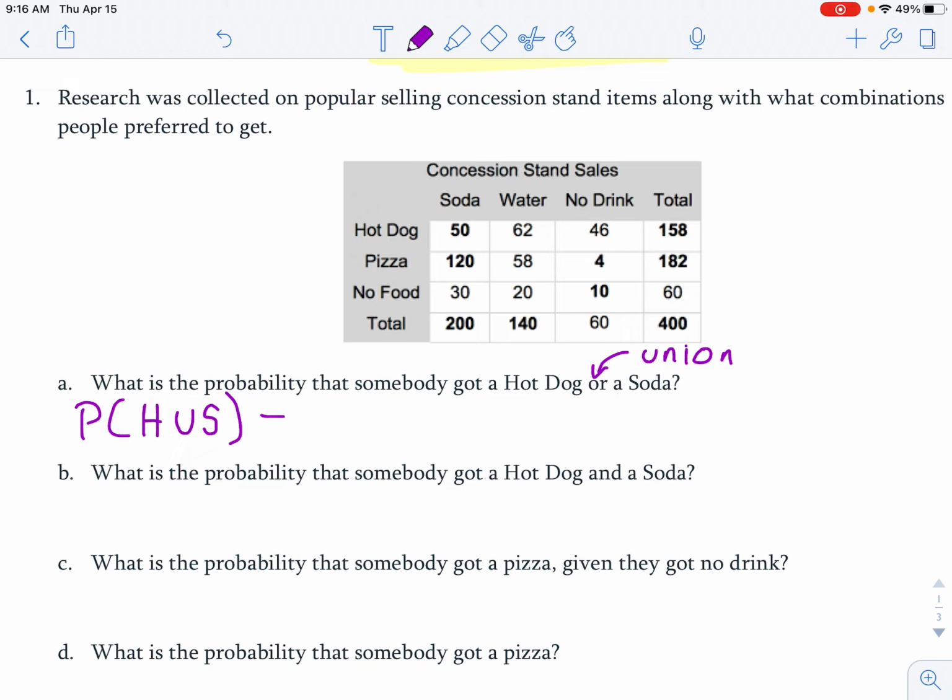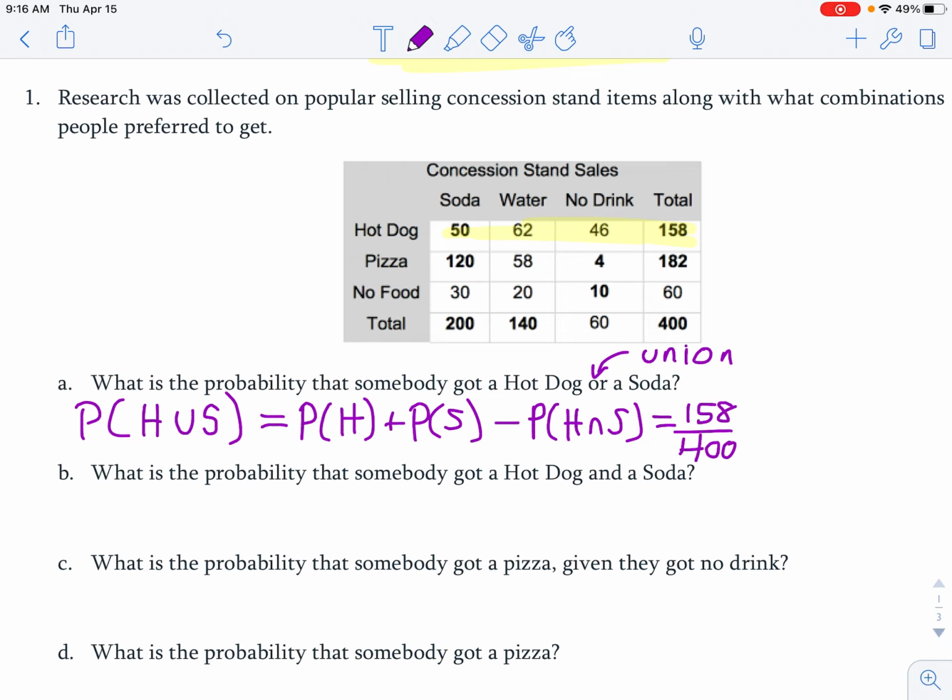To be very mathematical about this, we use the addition rule. Probability they got a hot dog plus the probability they got a soda minus the probability they got both, because we don't want to double count. So hot dog: how many people got a hot dog? 158 out of 400. How many people got a soda? Plus 200 out of 400.